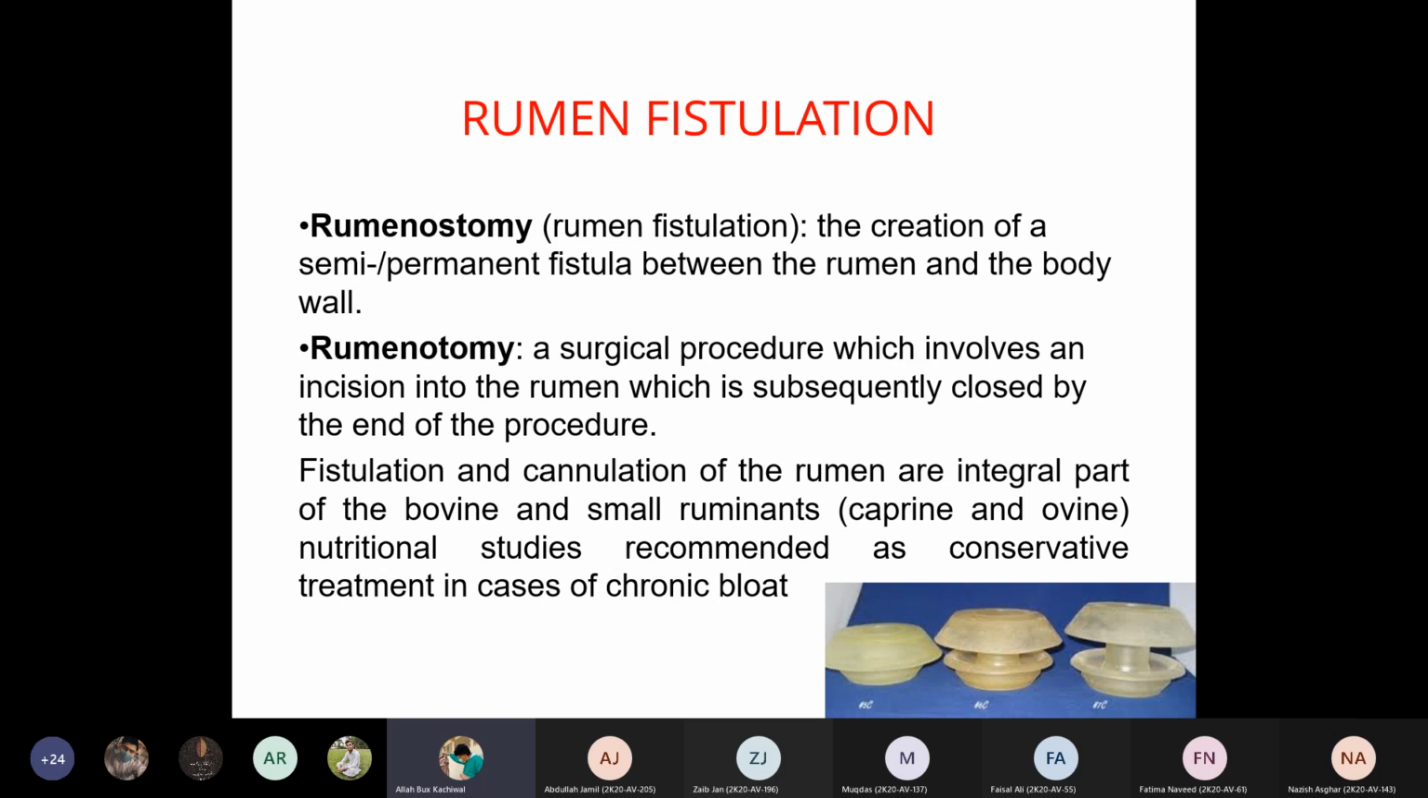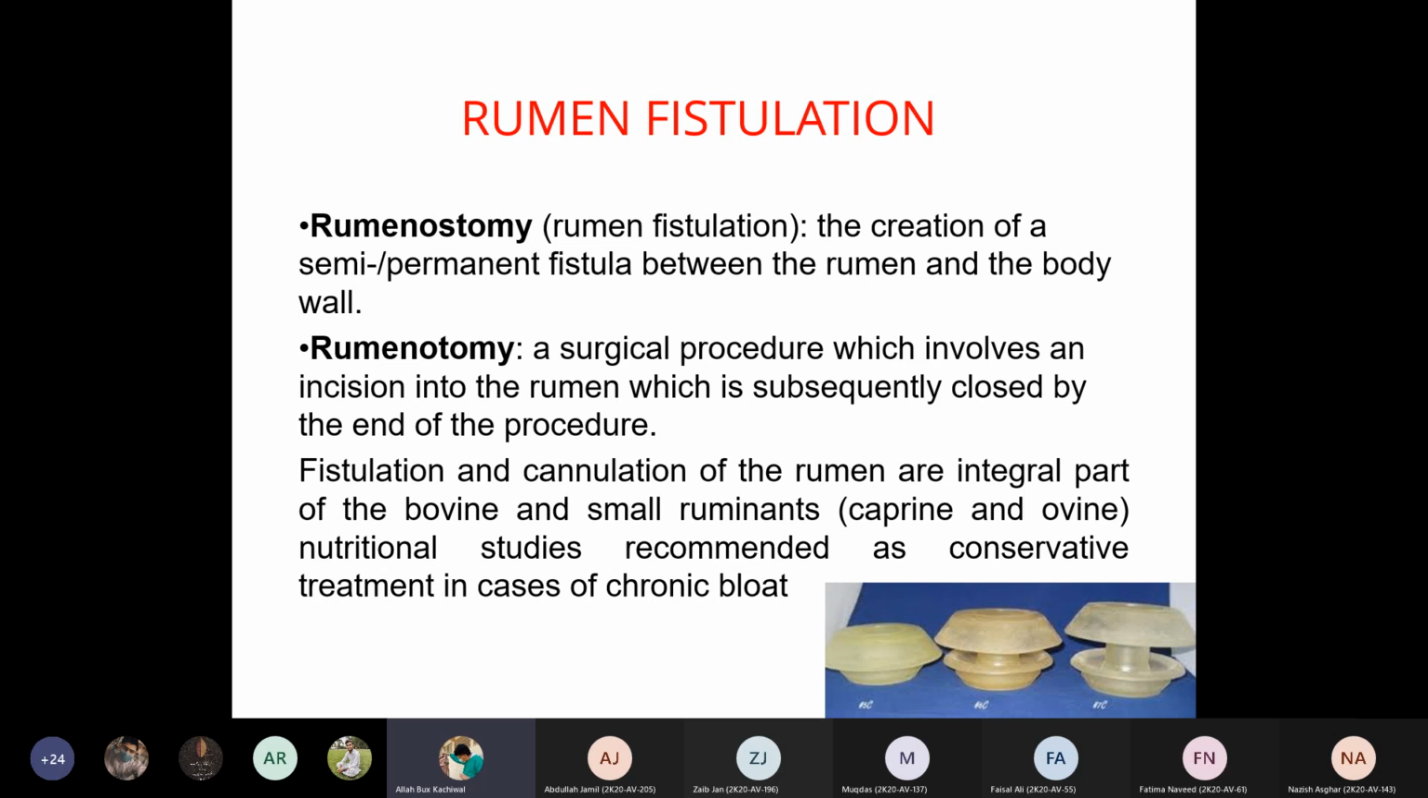samples from a rumen. So ruminotomy is a surgical procedure which involves an incision into the rumen, which is subsequently closed by the end of the procedure. So you have to open the rumen, meaning you have to perform a laparotomy through a flank incision. The left flank is chosen, so that the rumen is very reachable and accessible. If you want to apply any cannula or fistula, you have to puncture in the hollow of the left flank.